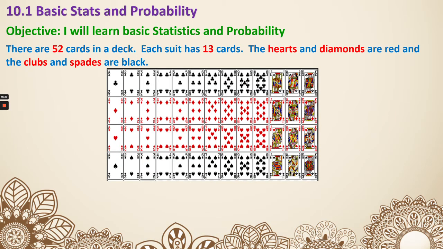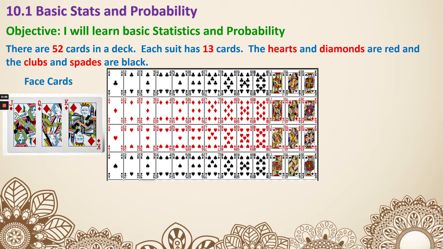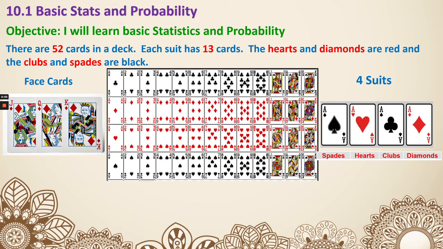So here they are. Ace, 2, 3, 4, 5, 6, 7, 8, 9, 10, Jack, Queen, King, in 4 different suits. Jack, Queen, King, we actually call them face cards because they literally have faces on them. And then here are the 4 suits. The black one that looks like a heart is a spade, and the red one is actually a heart. The one that looks like a 3-piece leaf, that's clubs, and then we also have the diamond. These are the 4 suits. Now let's get into the actual lesson, starting with vocab.